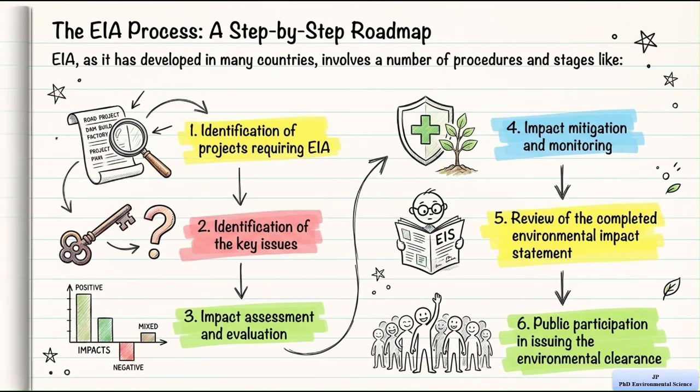So, the EIA process, step-by-step explanation. Think of this as a clear sequence of steps followed before approving any project. Step 1. Identification of projects requiring EIA. First we decide which projects need EIA. Not every project needs it.